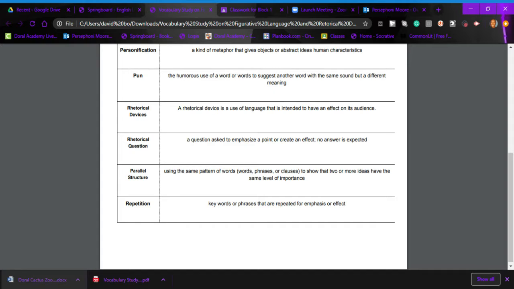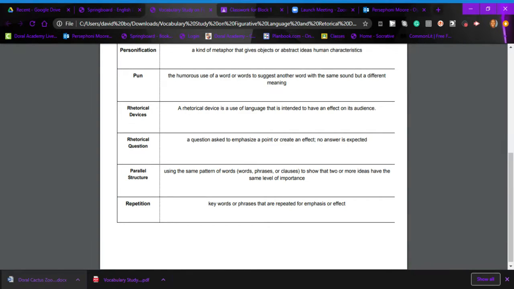Next is parallel structure. Parallel structure is using the same pattern of words, so words, phrases, or clauses, to show that two or more ideas have the same level of importance. So this one I'm trying to give you a little bit of an understanding. So it's not just listing the words. Like you would say, okay, I need to clean my room, sweep the floors, and then clean the bathrooms. That is just listing what you need to do.